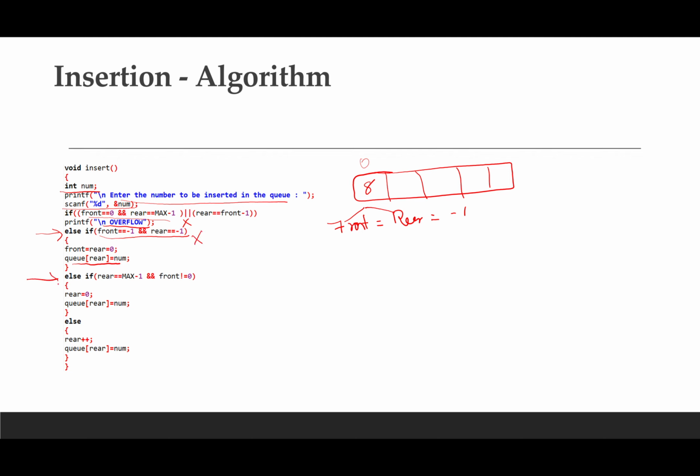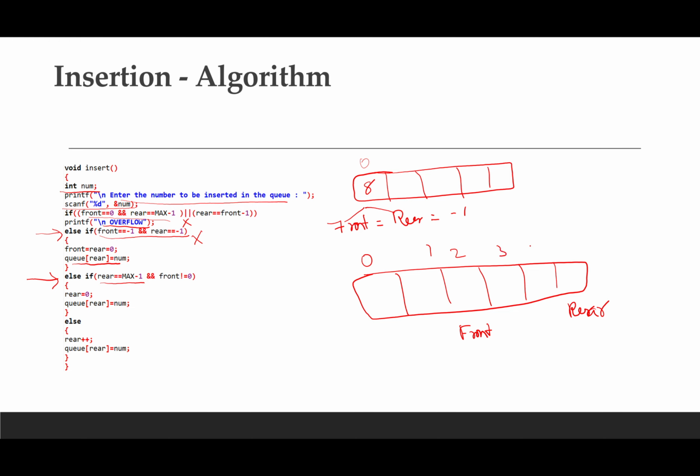We will go to the else if statement and there we have to check the condition: rear is equal to max minus 1 and front is not equal to 0. So when will it happen? If the queue is like this, this is the rear position and this is the front position. What is the index value? 0, 1, 2, 3, 4, 5. For example, here the elements are 2, 3, 4, 5. So what is the position of the front? It is 2. So 2 is not equal to 0.